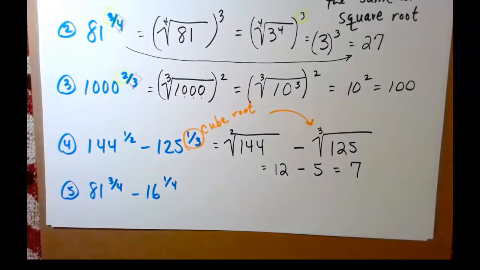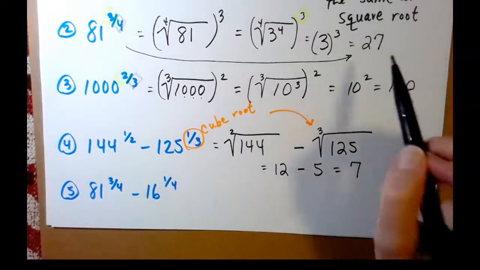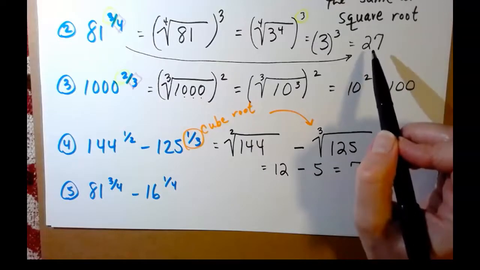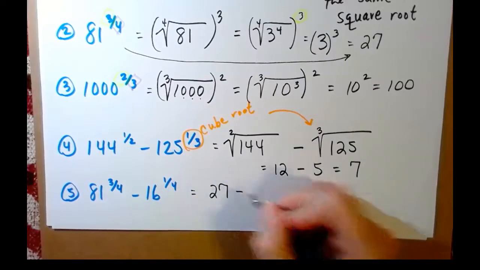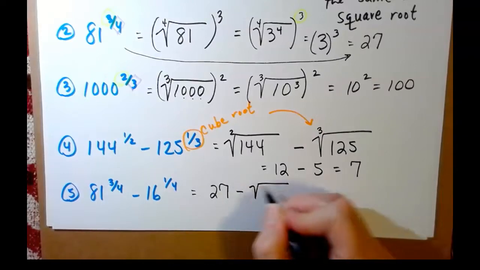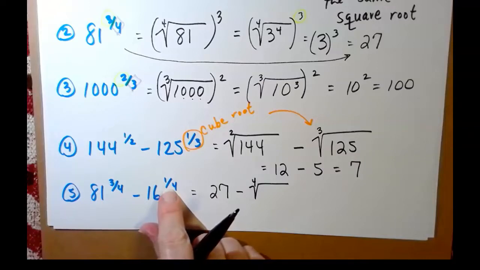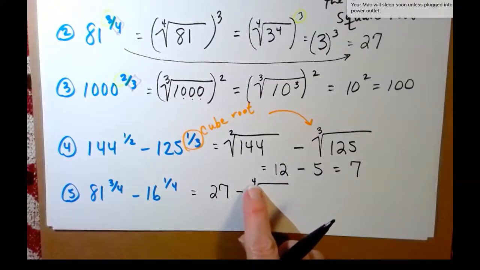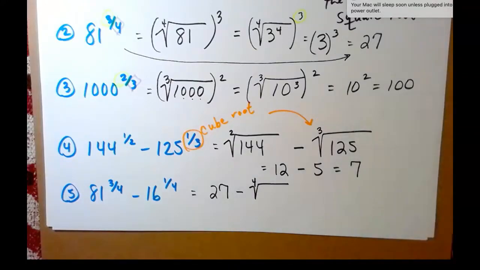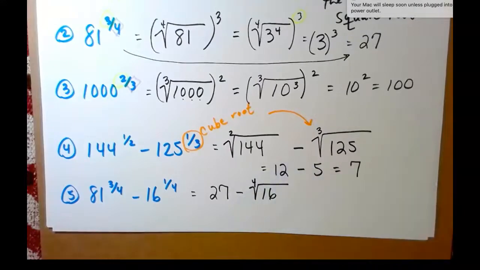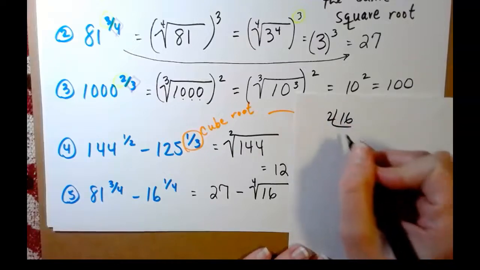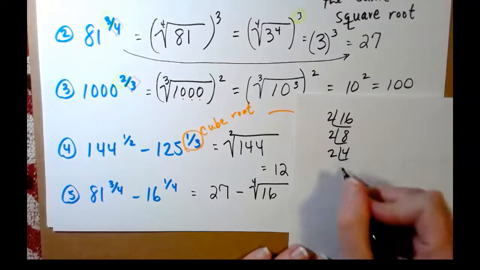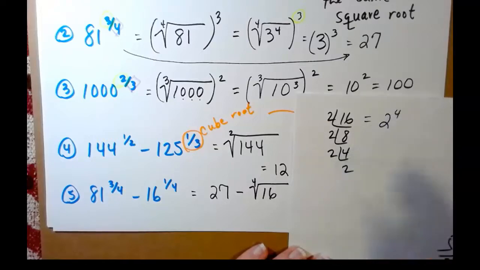Let's do it again down on the bottom. And we have 81 to the 3/4, which we have already simplified previously on the page. That was 27. And then we have minus the 4th root of 16. The denominator of the fractional exponent is the index of the radical. So if we are going to simplify the 4th root of 16, we are going to need to use a factor ladder. So back to our factor ladder for 16. 16 divided by 2 is 8. 8 divided by 2 is 4. 4 divided by 2 is 2. 16 is 2 to the 4th power.